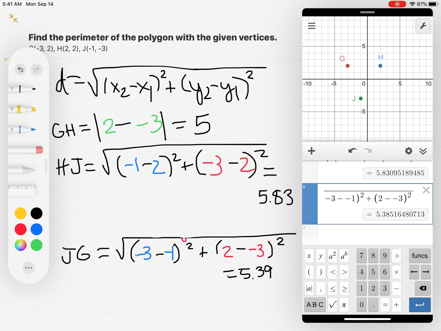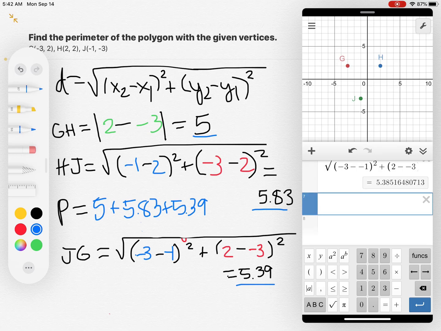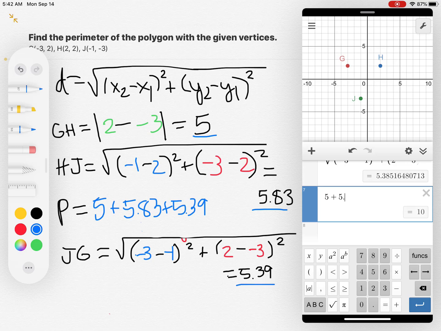The last thing we need to do is actually find the perimeter. Anytime you find the perimeter of anything, we add up all the sides. So my perimeter is going to be adding 5 plus 5.83 plus 5.39. And as usual, let's have Desmos do the heavy lifting for us. 5 plus 5.83 plus 5.39. Our perimeter is going to be 16.22 units.